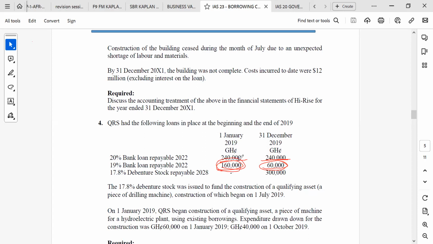Yes. Okay. So finally, the second one, the 19. The way we have the 160 and the 60, it means that they have already paid the 100,000. Yeah, they have paid 100,000 here. Is that the implication? Okay.